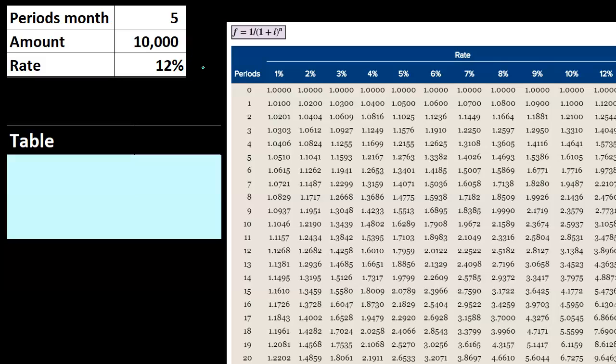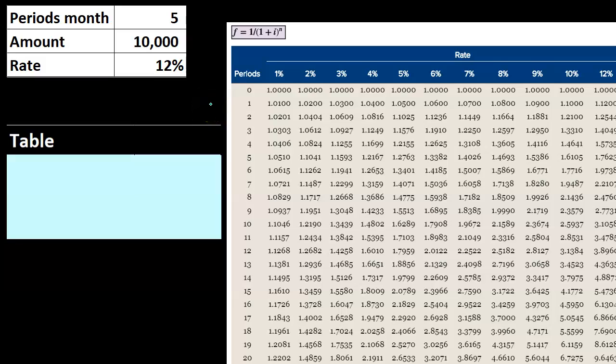We can do this with formulas. We can do this with the tables. We can do this with Excel. We're going to be taking a look at the tables and Excel in this example. If we look at the table to the right, we have the rate and we have the period. Rate up top, the periods to the left.